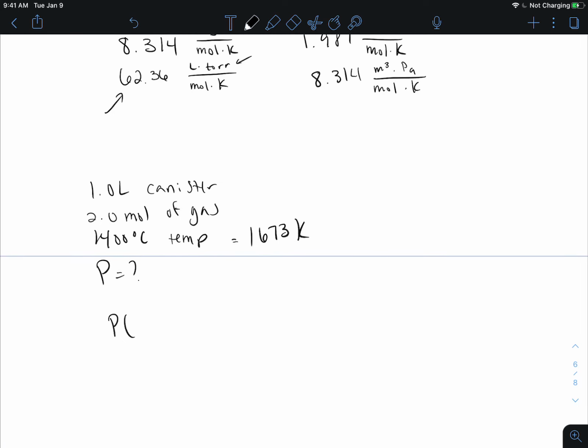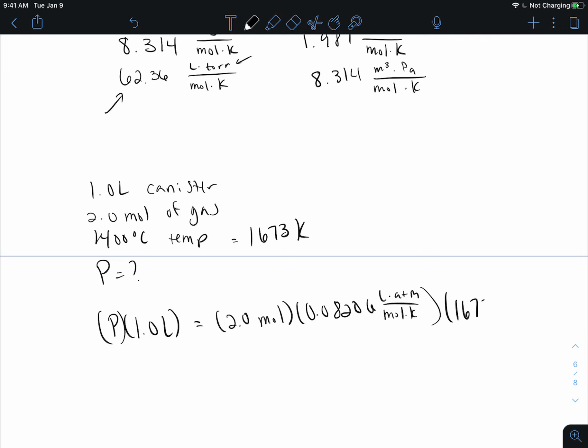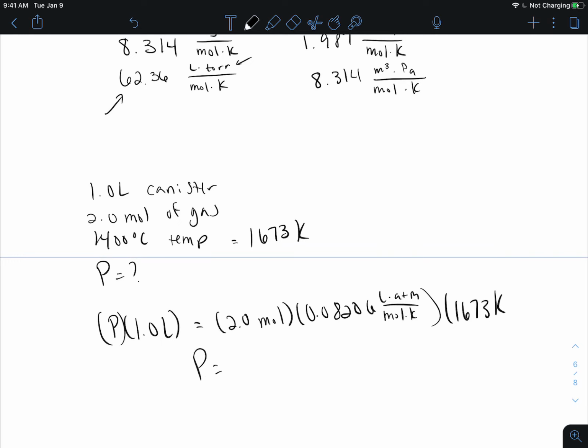So P times 1.0 liters is equal to 2.0 moles times our gas constant, 0.08206 liter atmospheres per mole Kelvin, times 1673. And we get a pressure equal to 275 atmospheres, which is very large and more than likely a pressure that is not going to be sustainable, so it would probably explode.